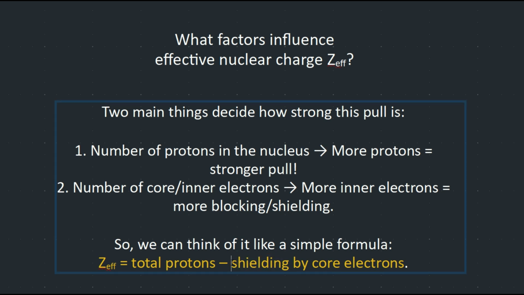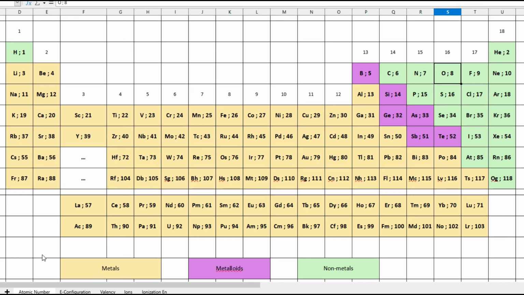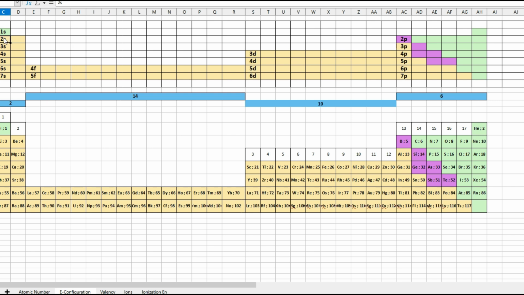This particular value, the core electrons will not change. And because of that, when you're moving from left to right, we see a huge increase. Down the group, there will be a slight increase or it stays the same, because more energy levels mean more shielding. That is, the inner electrons also change down the group, right?